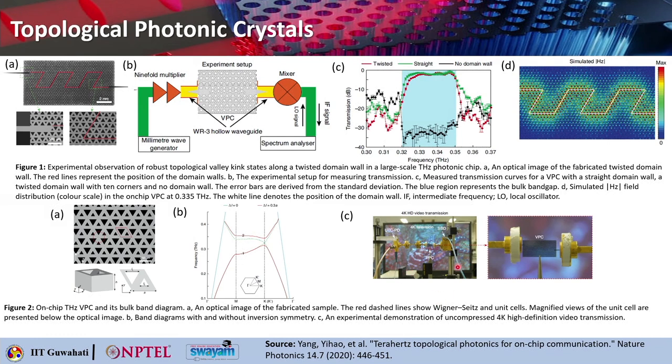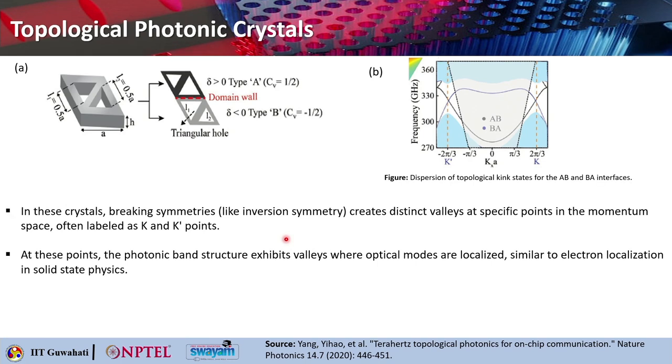So this is an experimental demonstration of transmitting uncompressed 4K high definition data. Using this waveguide channel, a transmission rate of 11 Gbps was achieved. And what is the frequency range for this kind of waveguide channel? People are designing this for 320 to 350 gigahertz, where a 30 gigahertz channel is basically created. Okay, so here is a bit of detail about the valley photonic crystals.